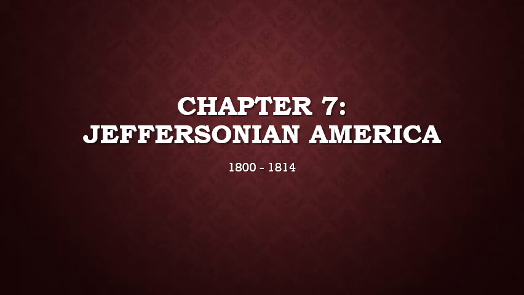Okay, here we are starting with Chapter 7, Jeffersonian America, or the Jeffersonian era in American history. That's going to take us through his presidency from 1800 to 1808, and then a little bit after that through the War of 1812. So about 1800 to 1814, the beginning of the 19th century in America, and some of the stuff that happens with that.